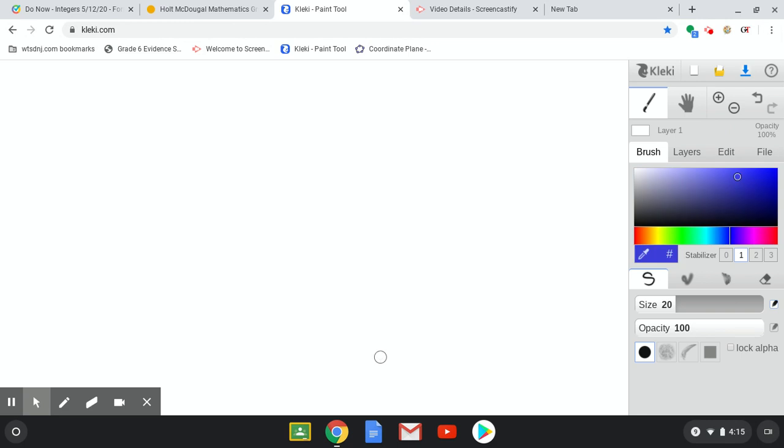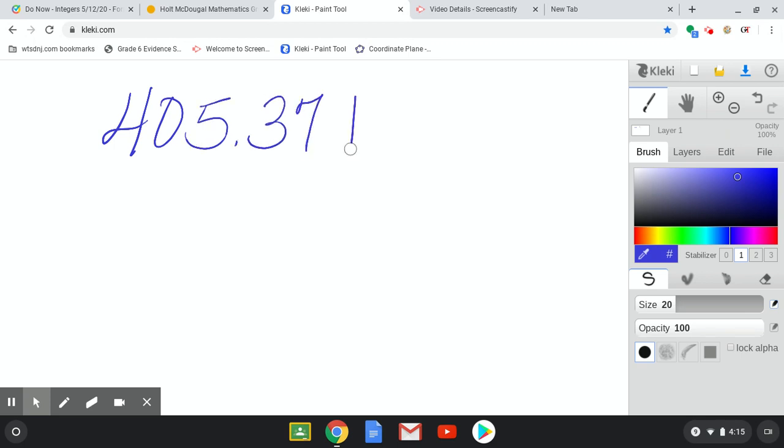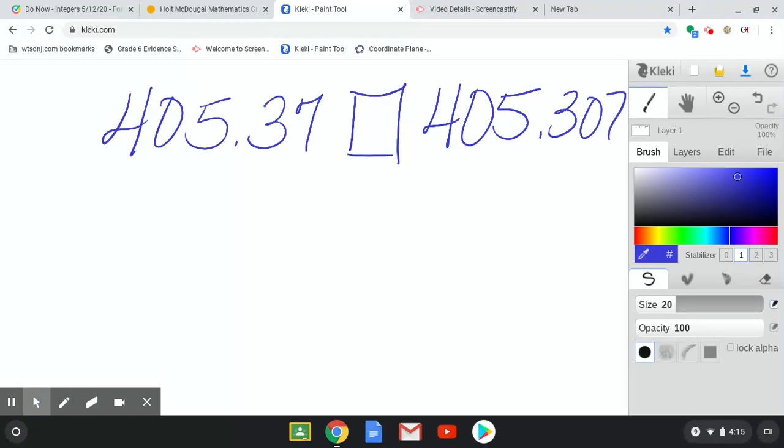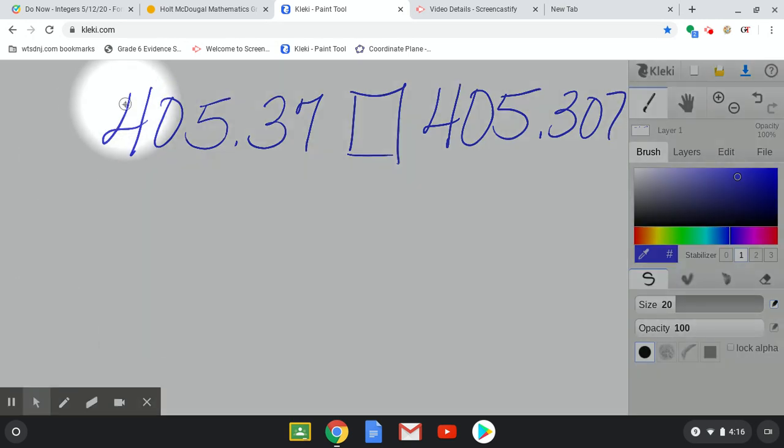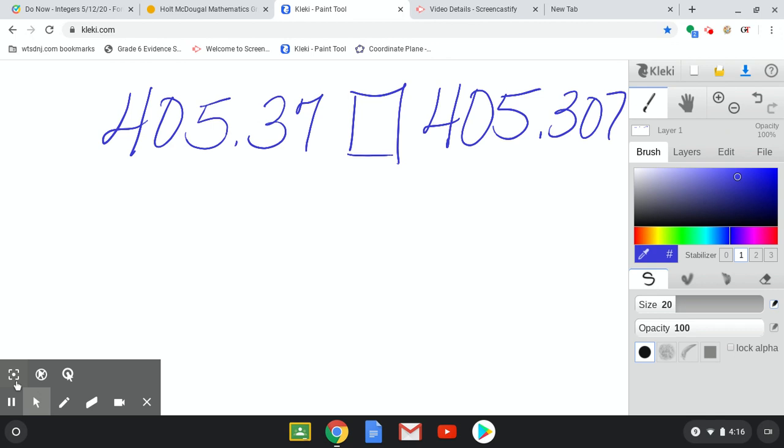Okay, let's try a couple more. If I had this decimal, and I was comparing it to this decimal, we're going to go place value for place value. I have 4 in my hundreds, 4 in my hundreds. 0 in my tens, 0 in my tens. Still don't know, I have to keep going. 5 in my ones, 5 in my ones. 3 tenths, 3 tenths. Still don't know. 7 hundredths, 0 hundredths. Well, 7 is greater than 0. So we now know that 405 and 37 hundredths is greater than 405 and 307 thousandths. Pretty simple. Go place value for place value.